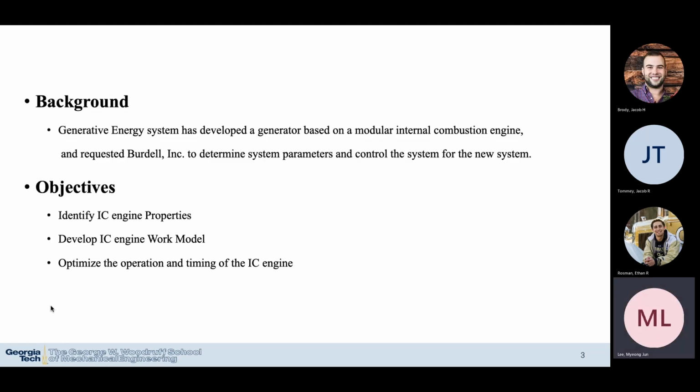To introduce the IC Engines Lab, we are going to go over backgrounds and objectives first. This engine is developed by General Energy System. They developed a general generator based on a modular internal combustion engine, and they requested Birder to determine the system's parameters and control the system for the new system. The objectives for this lab are to first identify IC engine properties, then develop an IC engine work model, and lastly, to optimize the operation and timing of the IC engine.